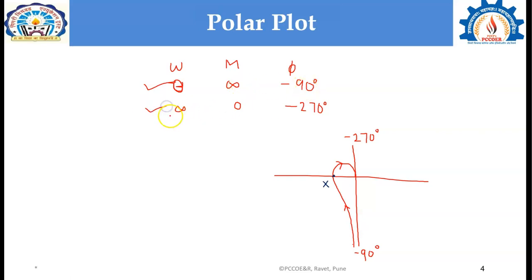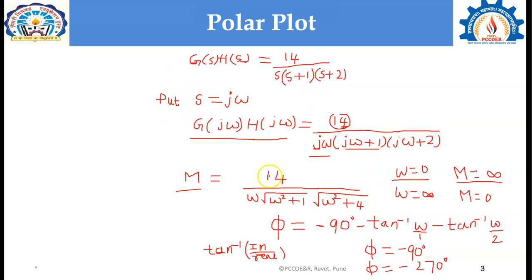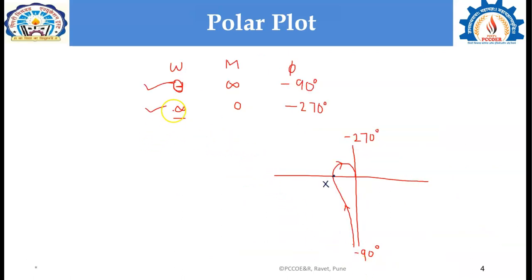So let us calculate the same for when the value of omega is infinity. Okay. So now for omega is equal to infinity, if you put omega as infinity, magnitude will be equal to 0 and phase angle will be minus 90 degree minus tan inverse of infinity minus tan inverse of infinity. It will be 3 times of 90 degree, which is equal to minus 270 degree. Okay. So when the omega is infinity, magnitude you are getting it as 0 and angle is minus 270 degree.